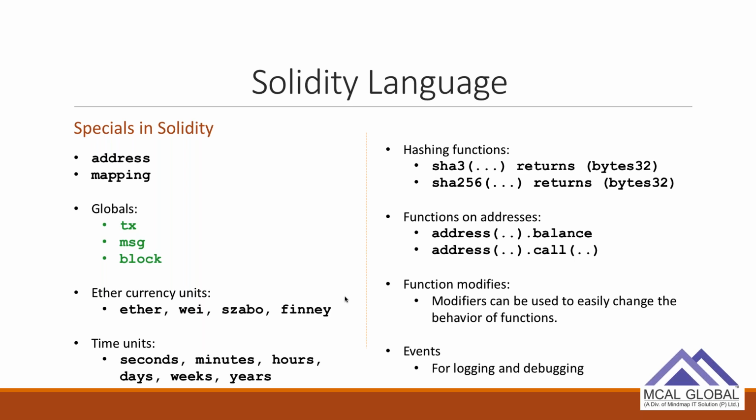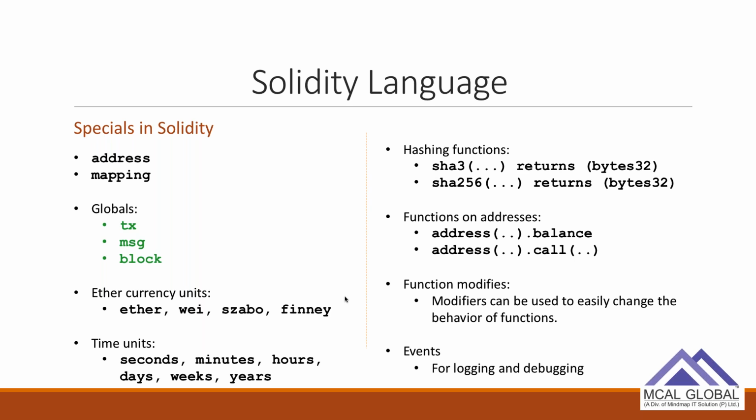Then we have ether currency units that Sunil also mentioned. Instead of writing some complex number, writing ether makes Solidity understand that you are mentioning ether. Similarly for wei, szabo, and finney. Then we have time units, which are very naturally written like seconds, minutes, hours, days, weeks, and years. Then we have some special hashing functions like SHA3 and SHA256. These are basic, standard hashing functions. They take bytes and return 32 bytes of data.